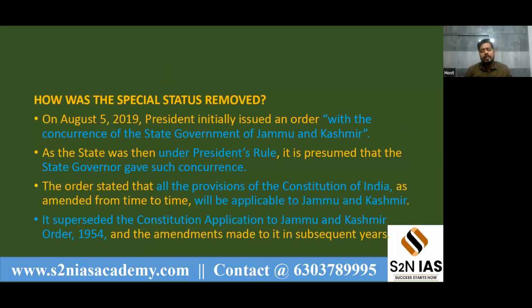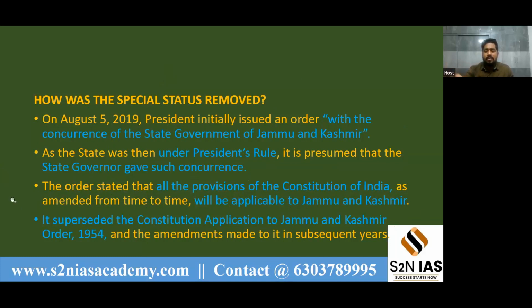How was the special status removed? On 5th August 2019, the President initially issued an order with the concurrence of the state government, means the state governor, as the state was under President's rule, which we already discussed. The order stated that all the provisions of the Constitution of India, as amended from time to time, will be applicable to Jammu and Kashmir.